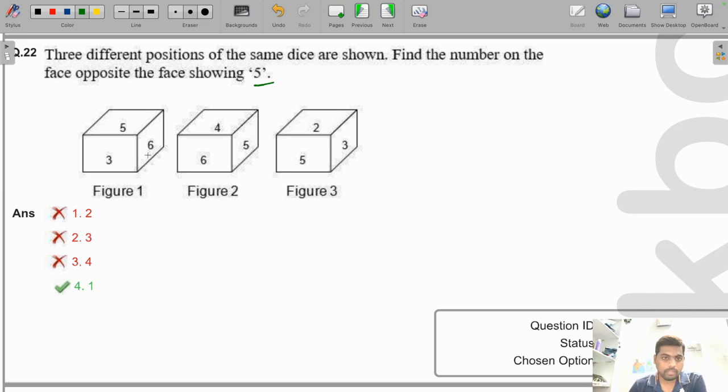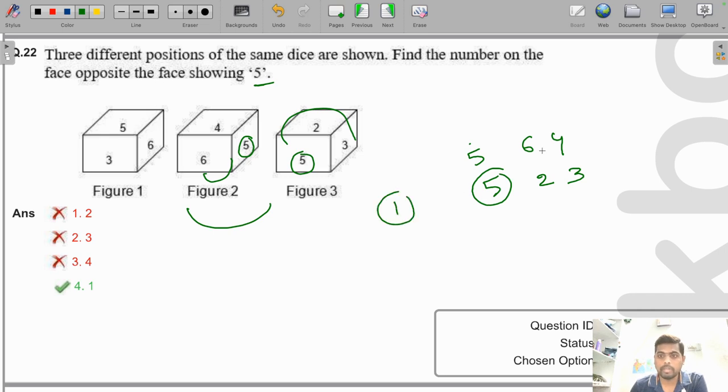So just try to find out the two dice in which one number is common. If you see here, 5 is there, 5 is there, so you can take these figures. If you go in the clockwise direction, it will be 5 6 4. If you go in the clockwise direction, 5 2 3. So the opposite of 5 is the remaining number, that is 1 only, because 6 is opposite to 2, 4 is opposite to 3, so 5 is opposite to 1.